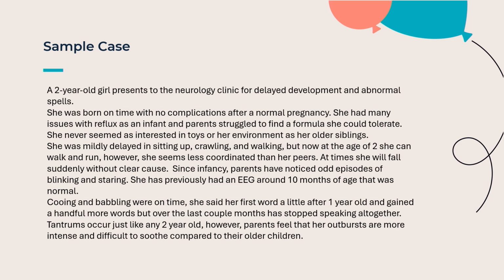Since infancy, parents have noticed odd episodes of blinking and staring. She previously had an EEG around 10 months of age that was normal. Cooing and babbling were on time. She said her first word a little after 1 year old and gained a handful more words, but over the last couple months has stopped speaking altogether. Tantrums occur just like any 2-year-old. However, parents feel that her outbursts are more intense and difficult to soothe compared to their older children.